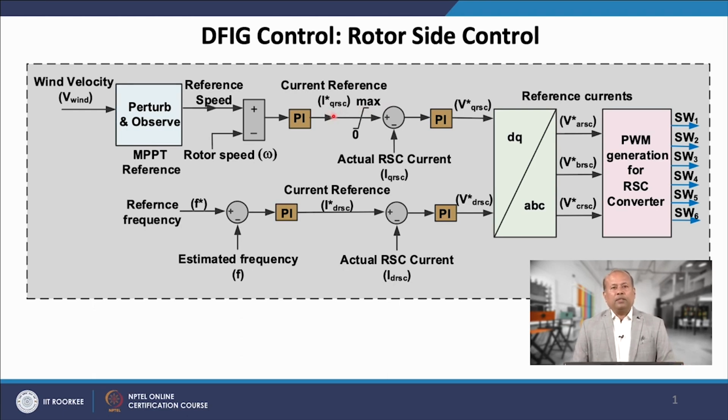Now, the D axis part of the rotor current is governed for managing the stator power factor. This is done by introducing reactive power for smooth variation. Further, the reference voltage is converted to the ABC frame to generate the PWM signals, which are fed to the RSC switches. The RSC is connected to the GSC via a DC link, and the job of the GSC is to maintain the DC link voltage.